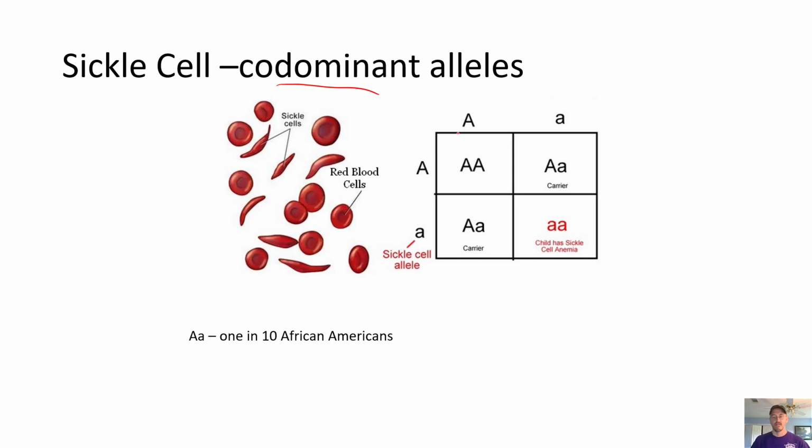So A is normal hemoglobin, big A, right? But if you are a carrier for sickle cell, that's big A, little a, and you have offspring with someone who's a carrier, big A, little a, there's a 1 in 4 chance that your child will have full-blown sickle cell anemia disease. There's a 1 in 4 chance that your child will not be a carrier for sickle cell, and there's a 50% chance that they will be a carrier for sickle cell. And 1 in 10 African Americans is a carrier of sickle cell. So something to keep in mind.